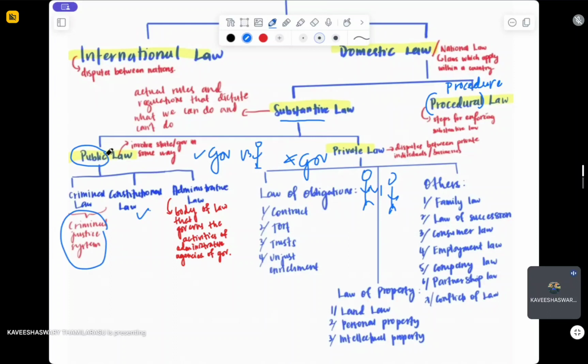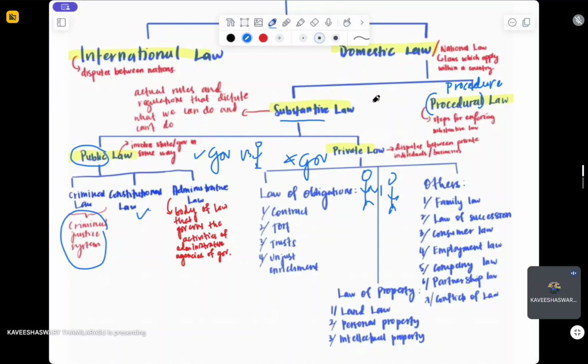And that will be the public law, because it really depends on the government and even the state in some way. And next is the private law. Private law basically is me and you. For example, I have some issue with you. It's just the two of us. None of the government will be involved in this.